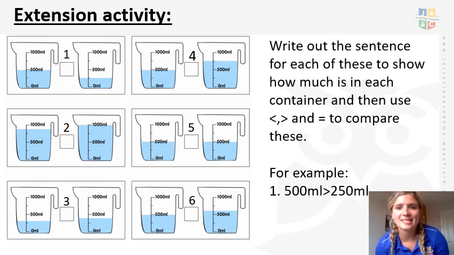Okay, for the extension activity then, I'd like you to write the sentence out for each of these to show how much is in each container, and then use less than, greater than or equal to compare these. So for example, number 1, I've worked out that there are 500 millilitres in the left hand side jug, there are 250 millilitres in the right hand side jug, and I have put in my correct sign to say that 500 millilitres is greater than 250 millilitres. I'd like you to have a go at doing this for all 6.